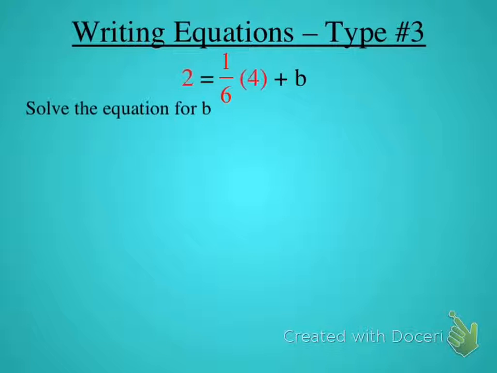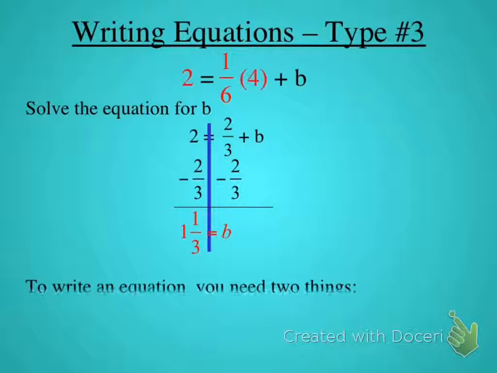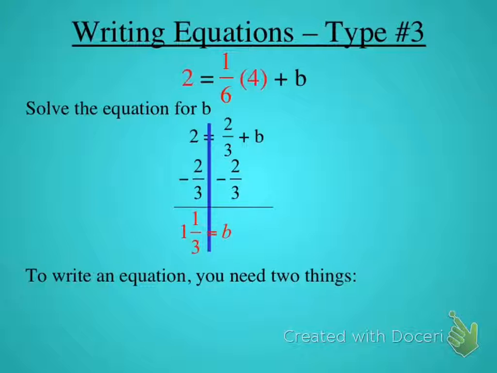So we've substituted it in. We're going to simplify to solve for b. So when we multiply 1/6 times 4, we get 2/3. We will subtract 2/3 from both sides, and we'll get 1/3 equal to b, so that now we have the slope and the y-intercept, we can put them into the equation.